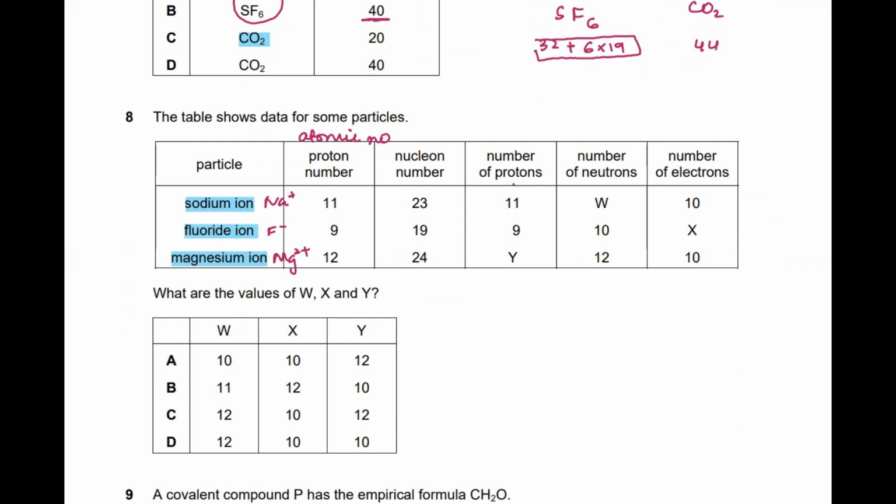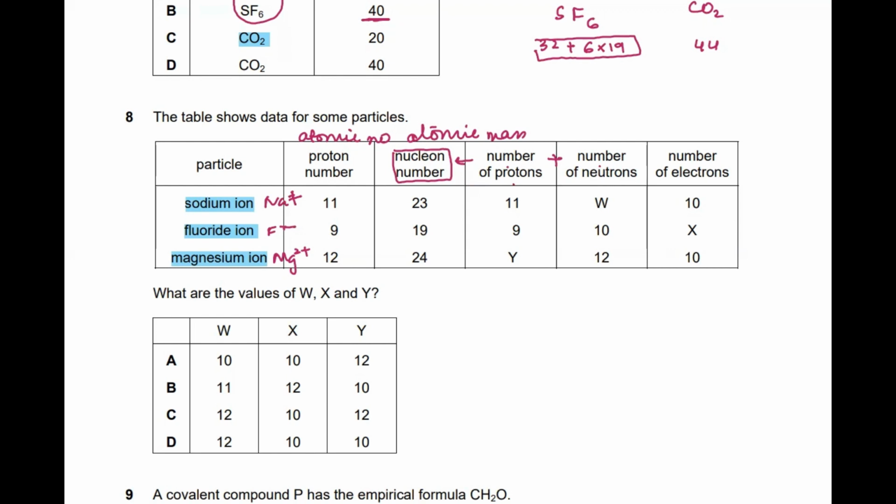When you sum up your number of protons and number of neutrons, that makes your nucleon number, which is your atomic mass. So when you subtract the atomic number from the atomic mass, you get the number of neutrons. And for the number of electrons, because it's an ion, you have to check whether it has lost an electron or acquired an electron. Accordingly, you will have the number of electrons.